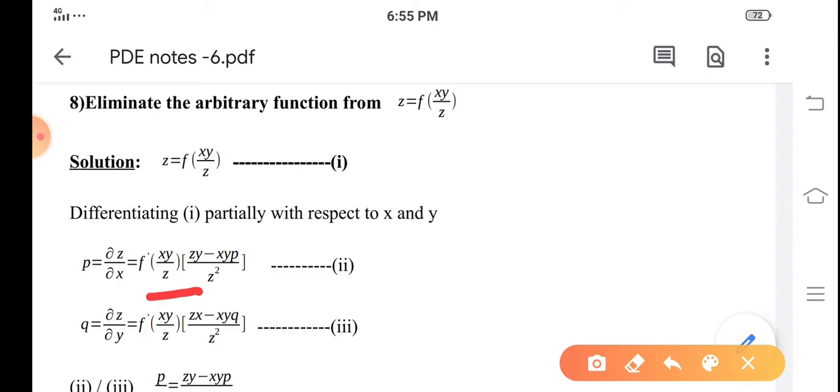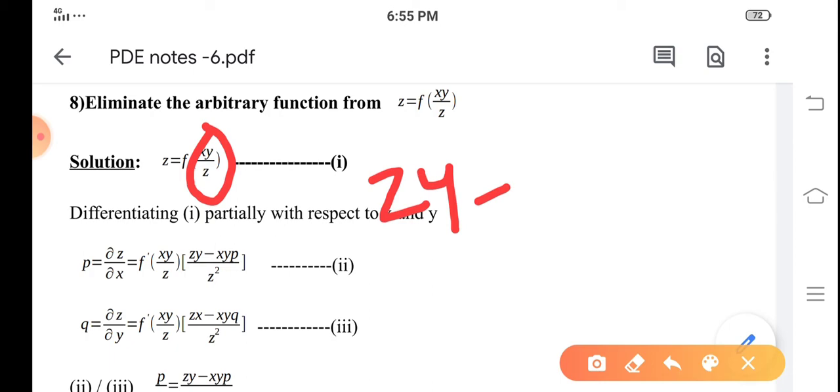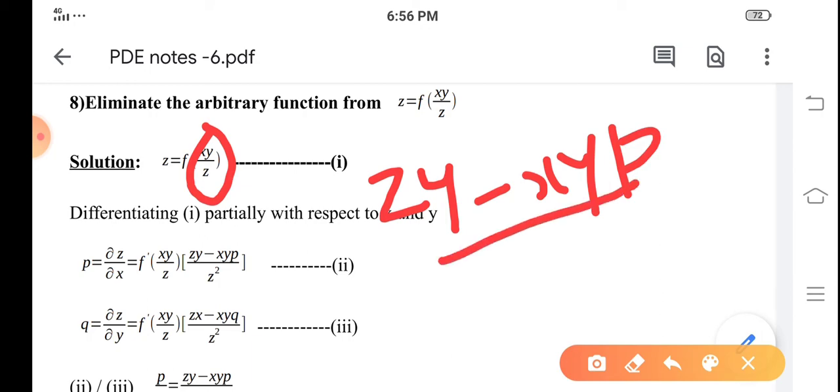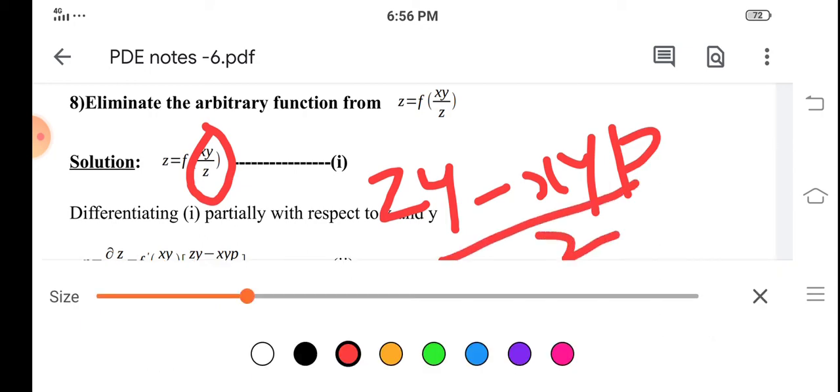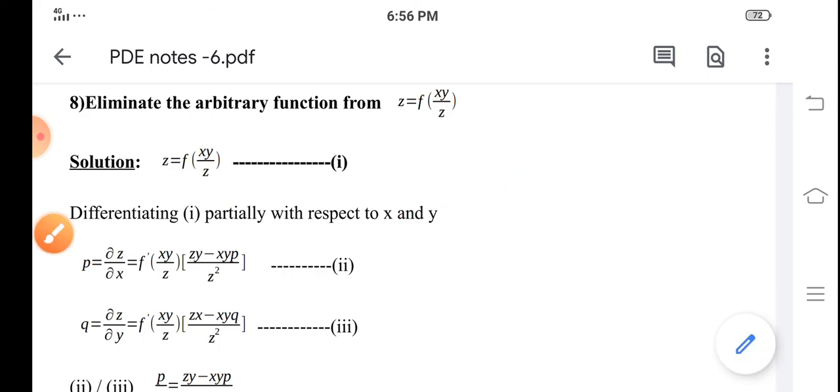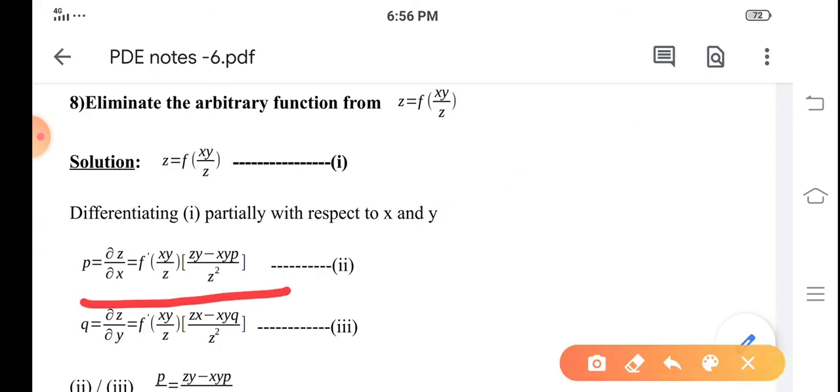Here we require the quotient rule. So the partial derivative of xy by z is z into the derivative of xy with respect to x, which is y, so it is zy minus xy into the derivative of z with respect to x, that is dou z by dou x, denoted by p, divided by z square. So we are getting p is equal to dou z by dou x equal to f dash of xy by z into zy minus xyp divided by z square. Take it as equation 2.